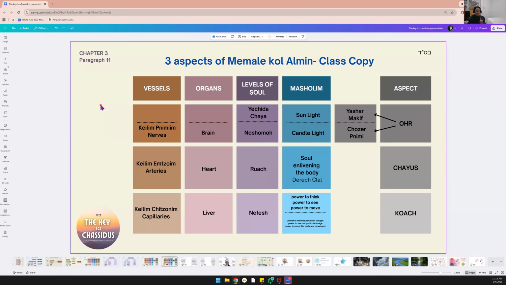Okay, so something I didn't understand, the makif and the panimi. This chart is all 3 aspects of Mamalikal Alman. So I thought makif is outside. Does it belong in this chart? How does it fit in?